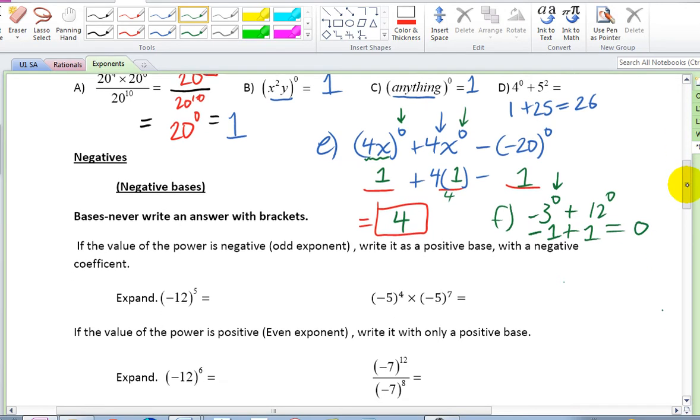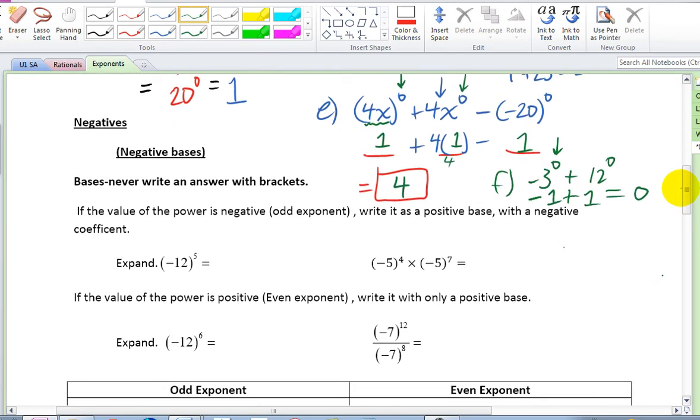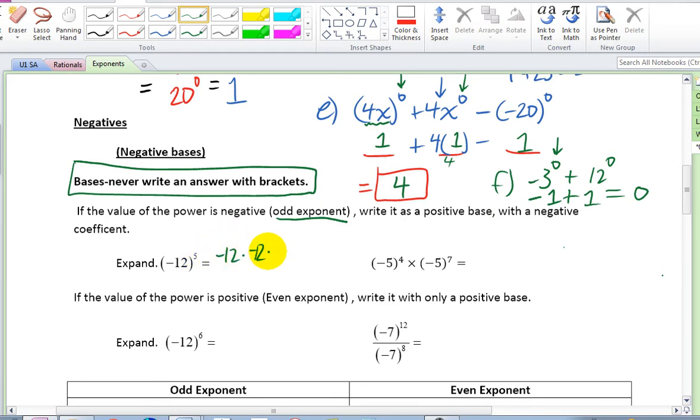All right. So today, negative bases, you're going to see that. Bases can never write, right here, never ever write an answer with brackets. Okay, so from now on, no more brackets. If the power is negative, so it's an odd exponent, it's all right. So let's have a look here. Expand. Negative 12 5 times. Negative 12 times negative 12 times negative 12 times negative 12 times negative 12.